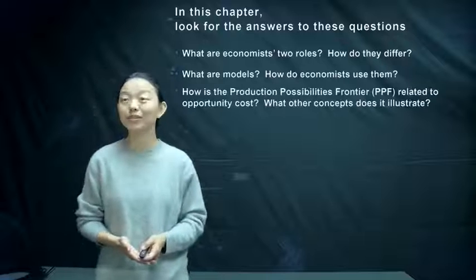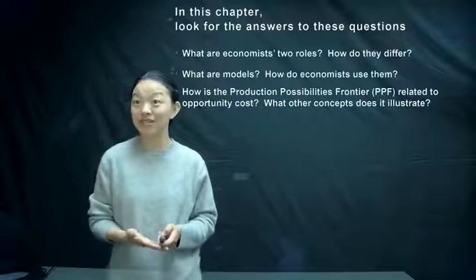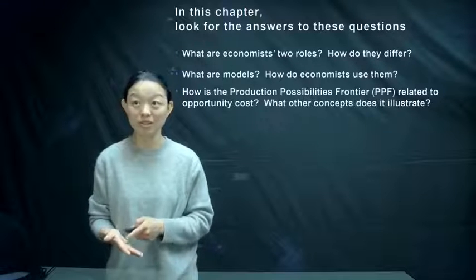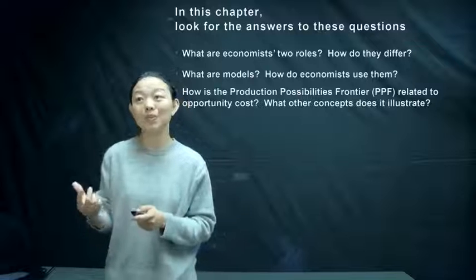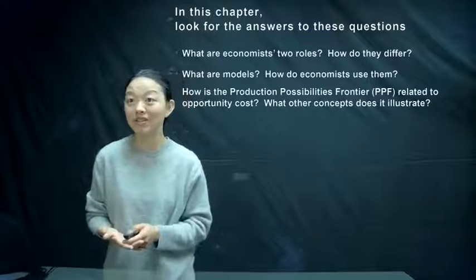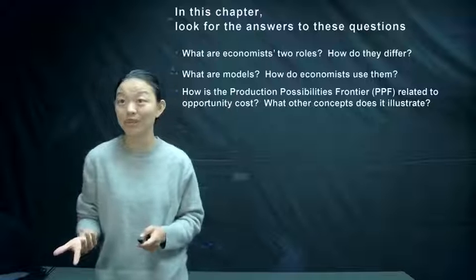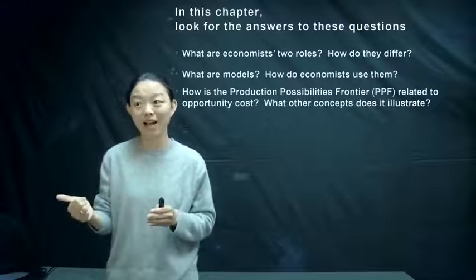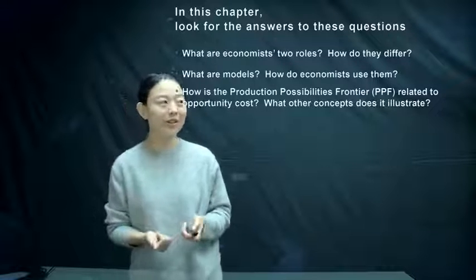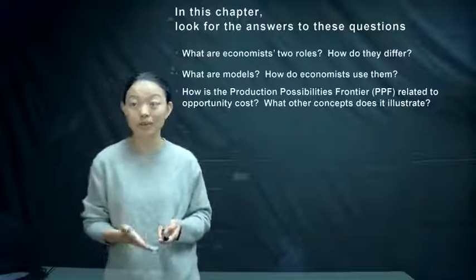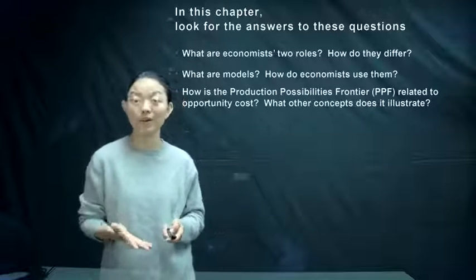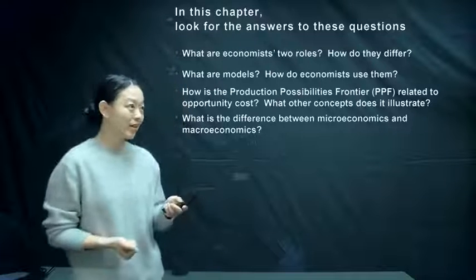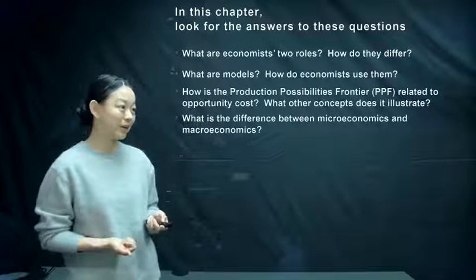And then we'll move on to the production possibility frontier. Okay, so PPF is the most important concept in this chapter. We would like to learn how this PPF is related to opportunity cost that we already learned in the last chapter. Okay, so their relationship is very important: how PPF is related to opportunity cost. And then we would like to talk about the last question, maybe just a brief introduction about the difference between microeconomics and macroeconomics. Okay, now let's move on to the first one.